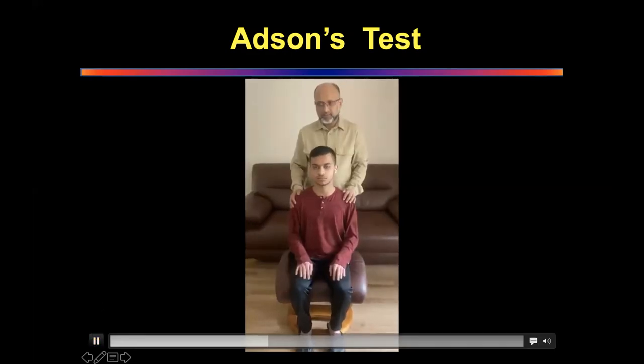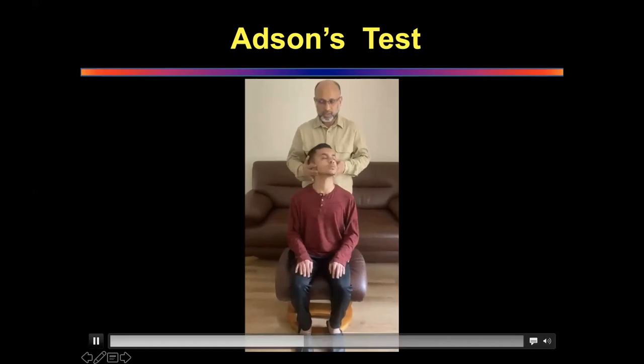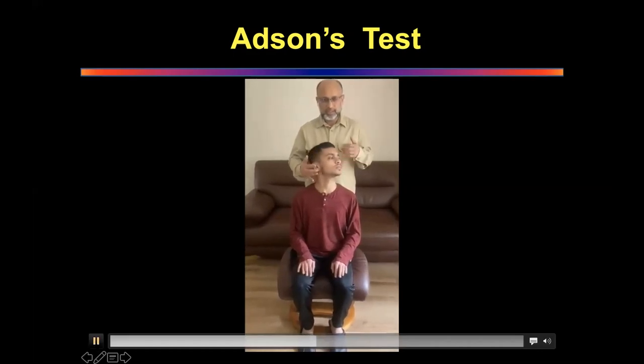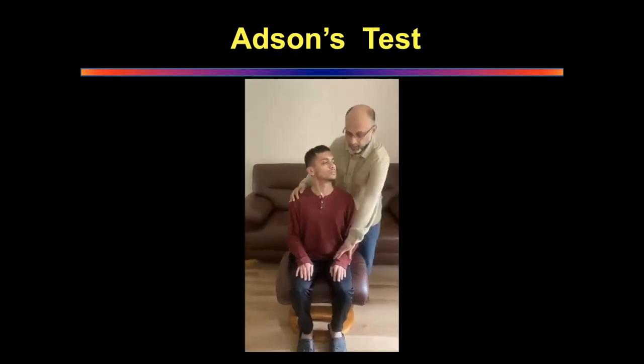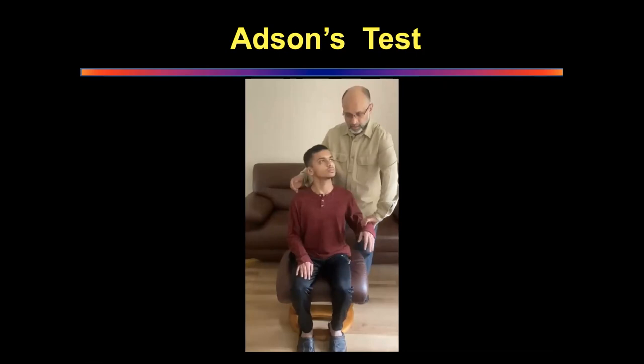Ask the patient to rotate and extend his neck to the tested side. So he does an extension and then rotation. And then he takes in a deep breath and holds the breath for up to 30 seconds. So in this test, you are asking the patient to rotate the neck to the affected side. That's important. You do not rotate to the opposite side. You actually rotate to the affected side.